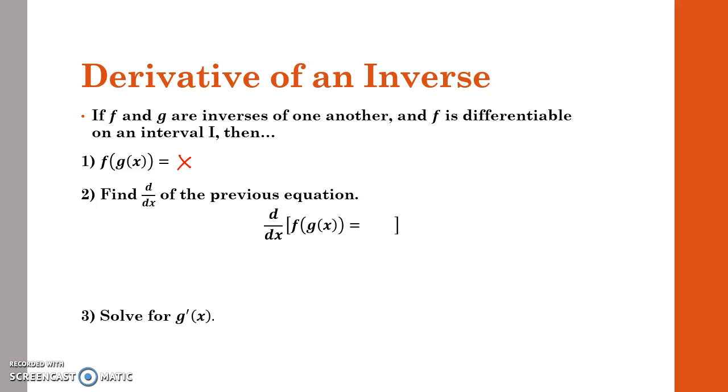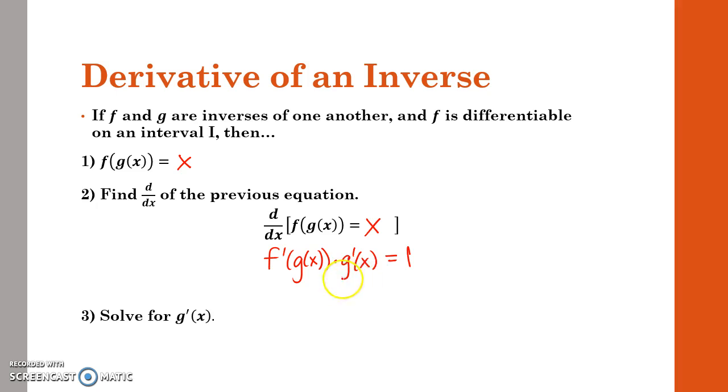So what we're going to do is take the derivative of both sides of this previous equation. I'm going to take the derivative of the left side, f of g of x, and the derivative of the right side, which is just x. On the left side, that's just the chain rule, so we get f prime of g of x times g prime of x. On the right side, the derivative of x with respect to x is just 1.